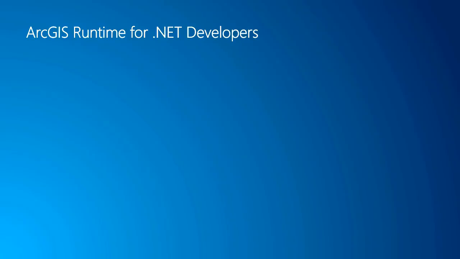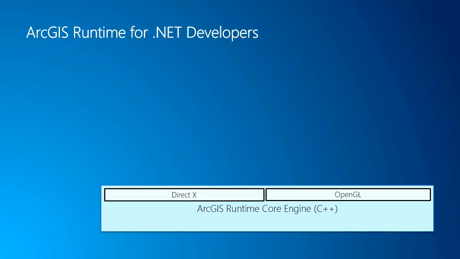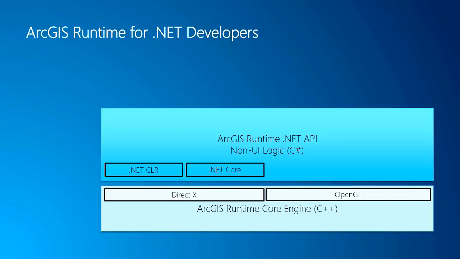So what does it look like? What does the stack look like? Runtime for .NET developers. Well, across all runtimes, we have the same common core. It's written in C++. This common engine behind the scenes is native. I've listed here a few of the rendering pipelines that are associated with Windows and non-Windows platforms, such as DirectX and OpenGL. A vast majority of the logic that takes place in the runtime happens here in the shared engine, the shared runtime core.